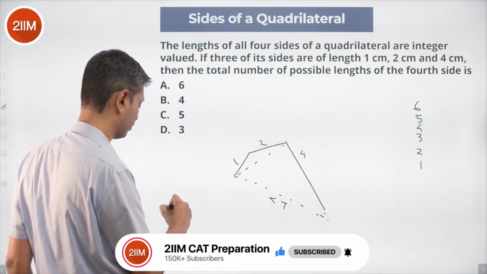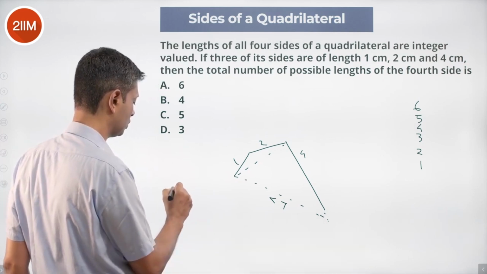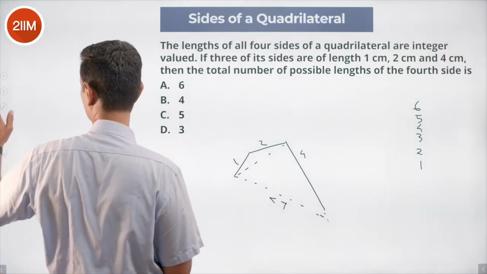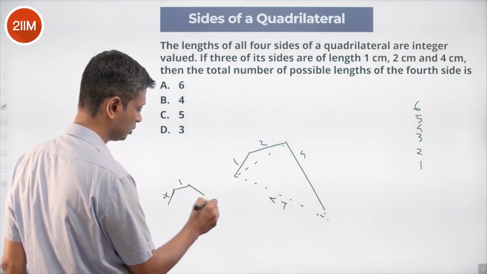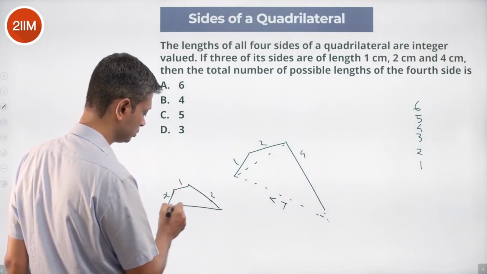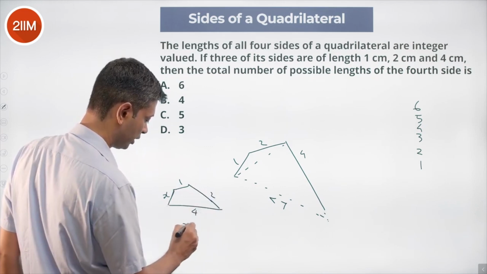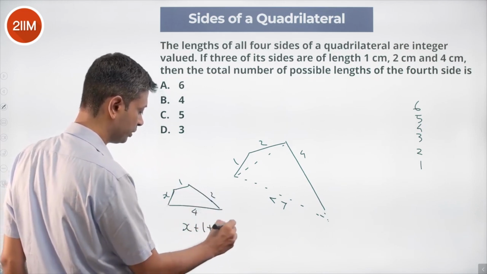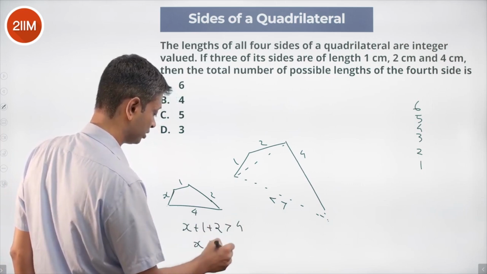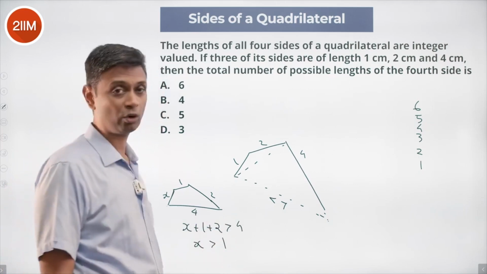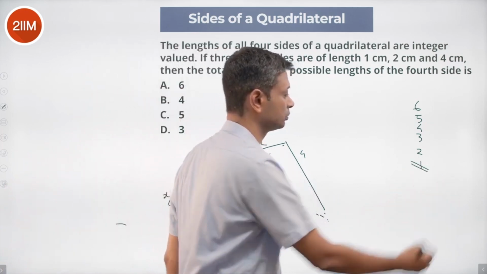Draw a triangle with sides x, 1, 2, 4. x plus 1 plus 2 should be greater than 4. x should be greater than 4 minus 3, which is 1. x cannot be 1. This is ruled out.